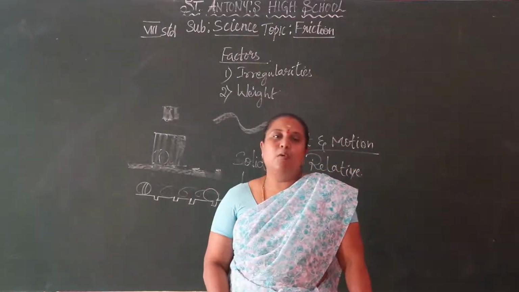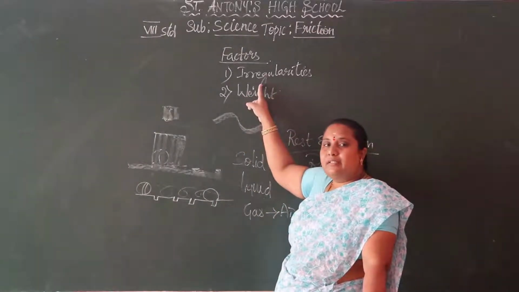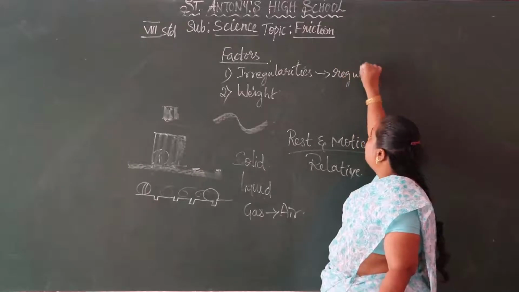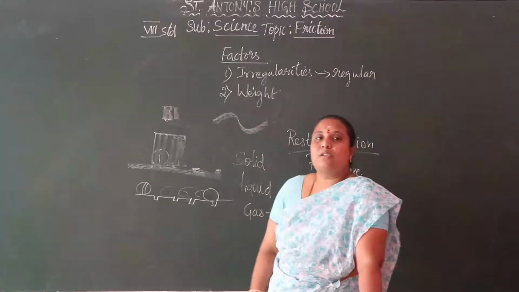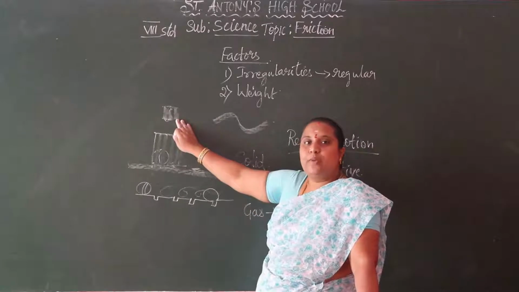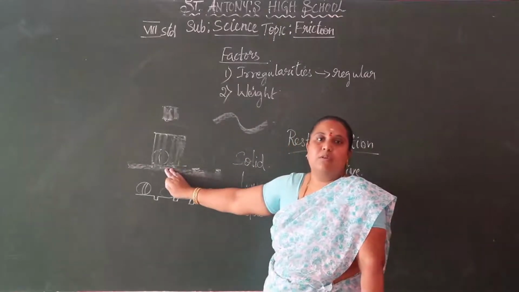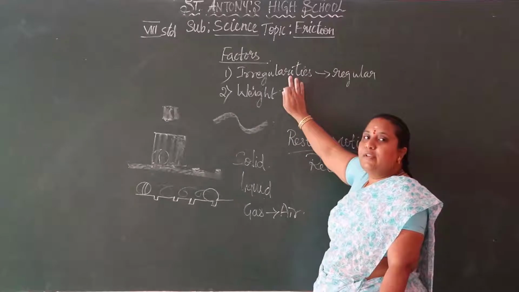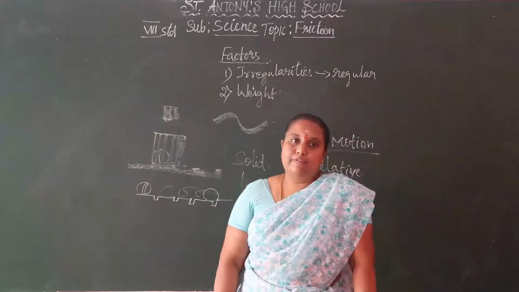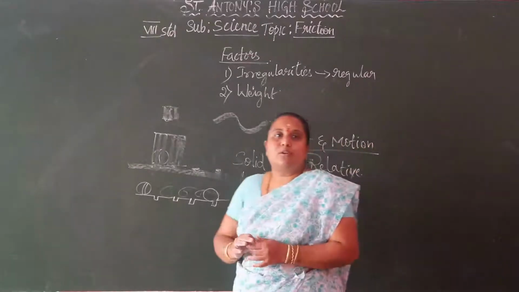A regular surface offers more force of friction, so irregular surfaces don't offer frictional force. A regular surface offers more friction. Less weight objects have more friction compared to high weight objects. In the same way, irregular surfaces don't offer frictional force, and regular surfaces have more friction. So these are the factors affecting the frictional force on the surfaces of the objects.